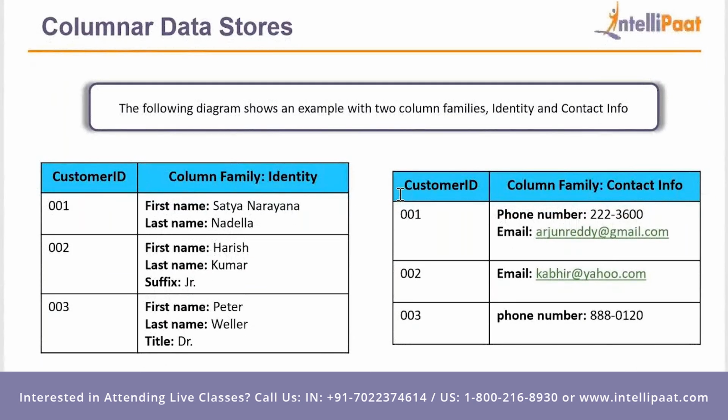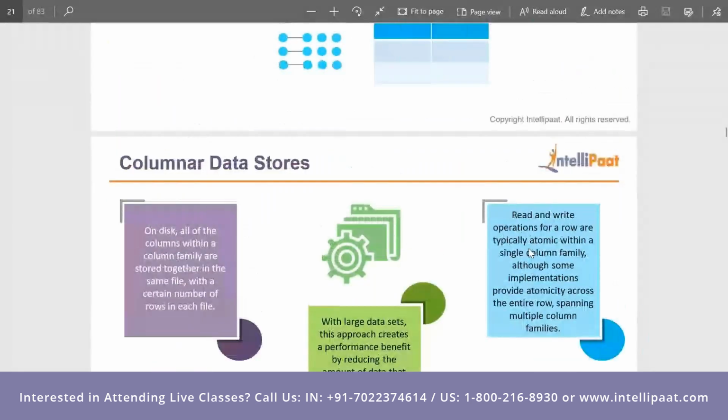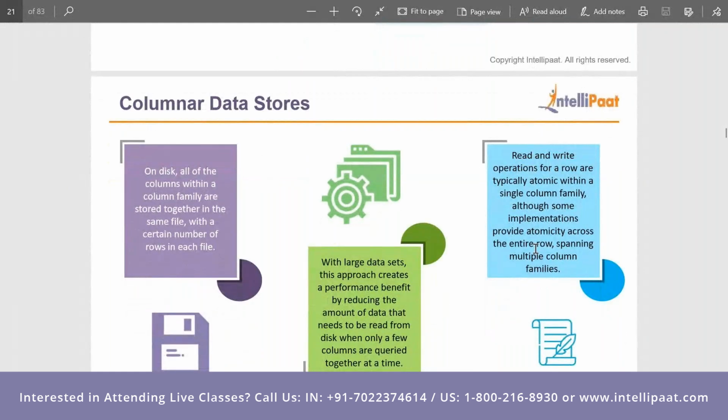See, here what will happen? Although these things are shown in different ways, like column family identity and all, I told you on the disk, all the columns will be stored in a single file. It just looks similar to an RDBMS, but it is not. So whenever there is sparse data and we don't need to access the complete set of data, this database comes into the picture.